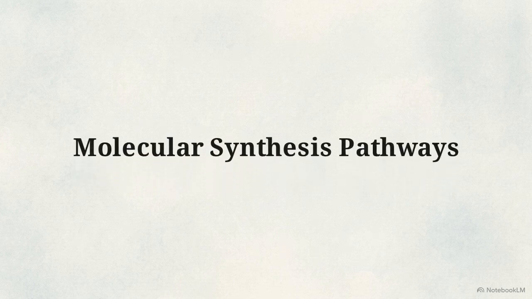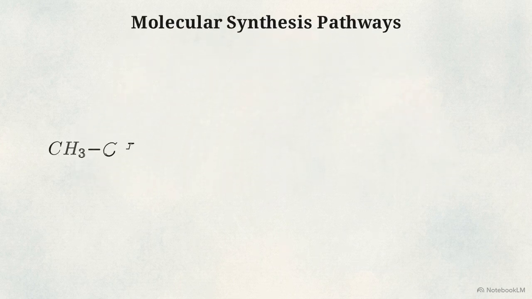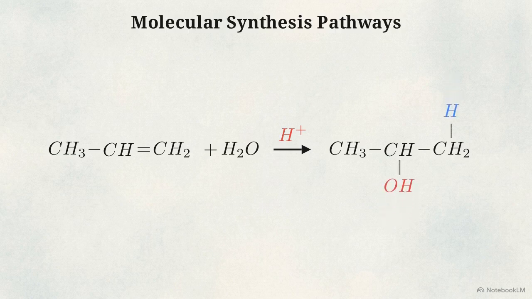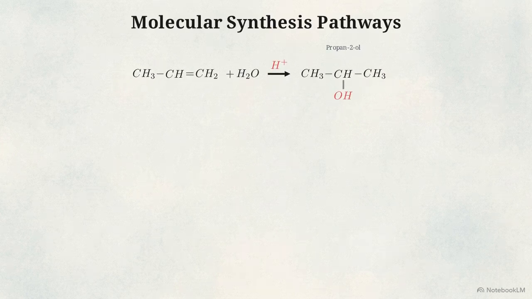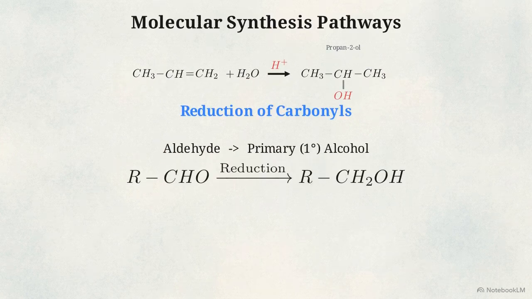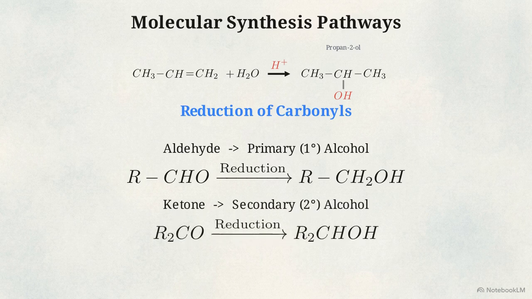Let's look at how we build these molecules. The first high-yield preparation pathway forms alcohols by reacting an alkene with water and an acid catalyst. The addition follows Markovnikov's rule, placing the OH group on the more substituted carbon. The second pathway is the reduction of carbonyls. The rule here is strict. Aldehydes consistently reduce to primary alcohols, while ketones always yield secondary alcohols.